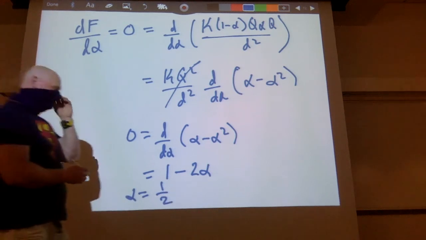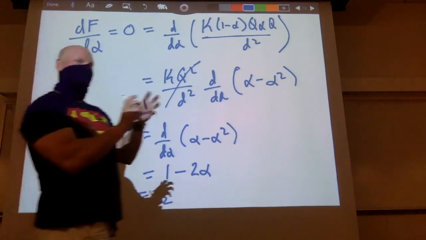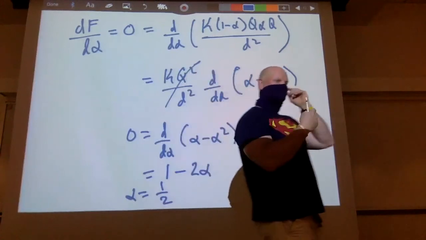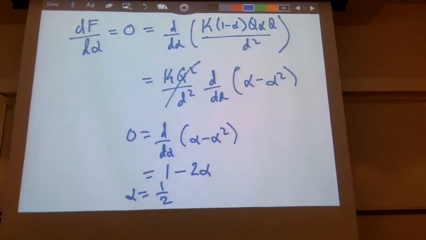So what this means is, for the force between the two to be the greatest amount of force, one sphere has to give up exactly half of its charge to the other one. That's what this is telling us. Good. So that's it. So we know for part A, alpha must be equal to 1/2.